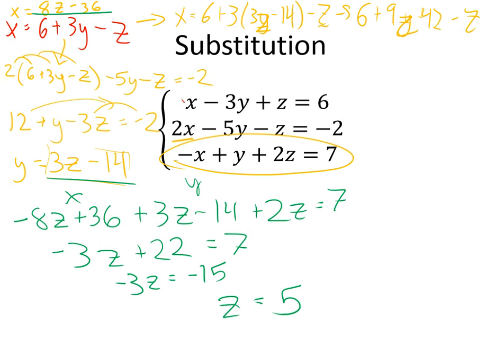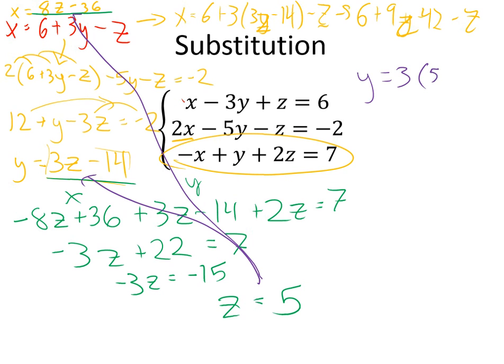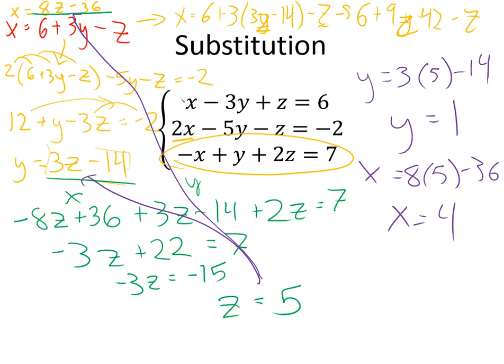Now we take this z and we're going to plug it in for the z's in the other two equations. So for my y, I've got y is equal to 3 times 5 minus 14, which means y must be 1. And then for the other one, x is equal to 8 times 5 minus 36, which means x is 4. So that means my answer would be 4, 1, 5. When I plug in a 4 for the x, a 1 for the y, and a 5 for the z, all three of those equations will come up true. Okay, and that's the substitution method.